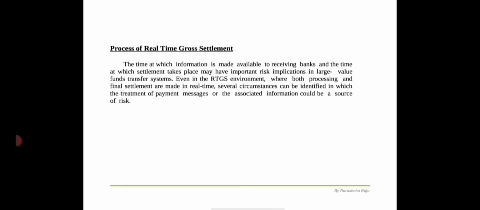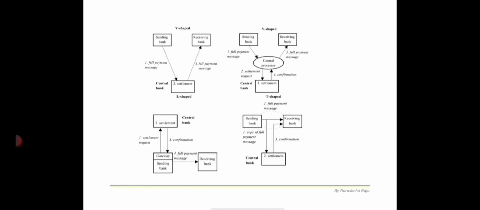real-time gross settlement, namely V-shaped, Y-shaped, L-shaped and T-shaped. Coming to the V-shaped, to initiate a funds transfer, the sending bank dispatches a payment message which is subsequently routed to the central bank and to the receiving bank as the system processes and settles the transfer.